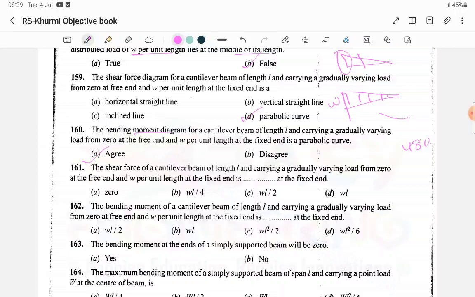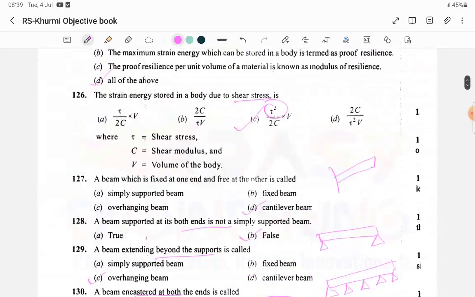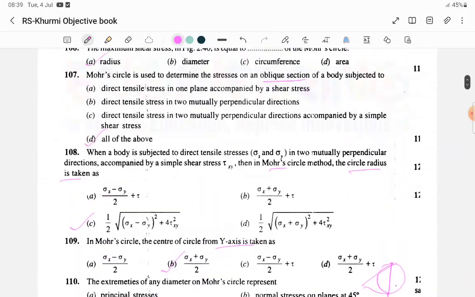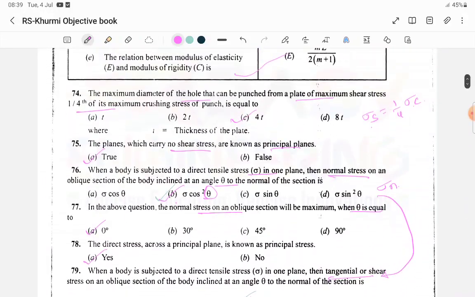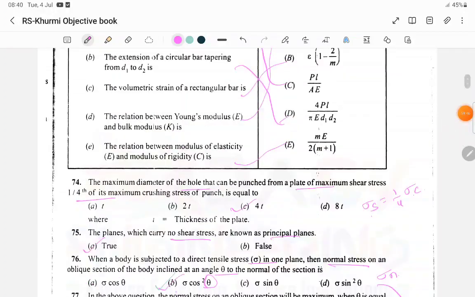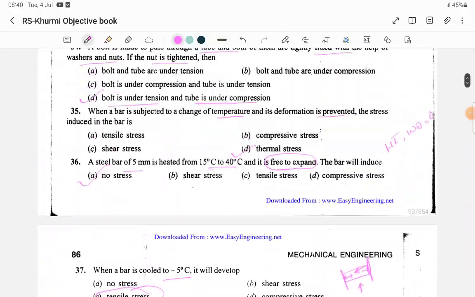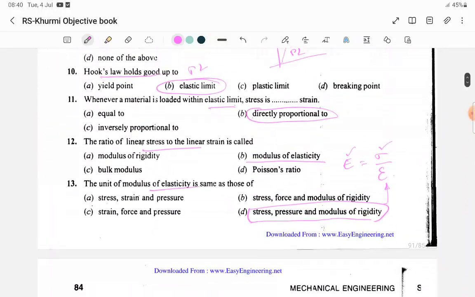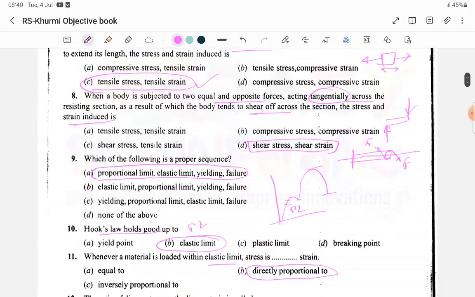Now in this video we finished all the 160 questions. Like this we will finish all the 480 questions. It will be very helpful for you. This video is approximately 1 hour. So in this 1 hour you are finishing this part, and in 3 hours you will finish all the RS Kurmi strength of materials questions. It will be a test for you.